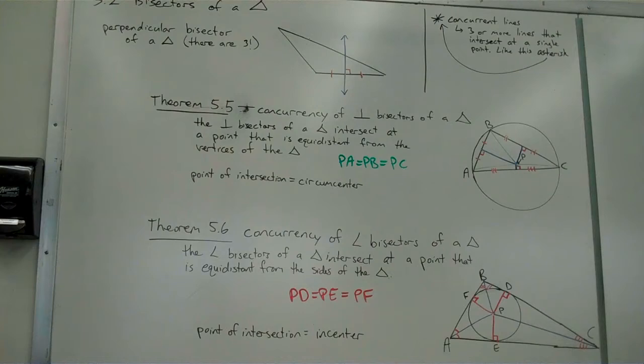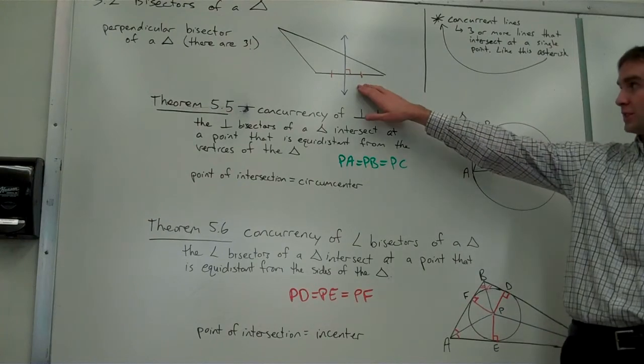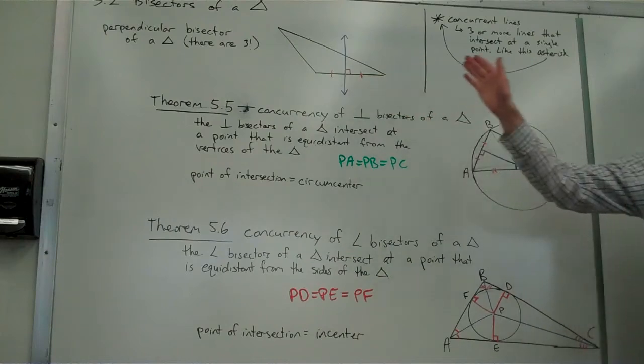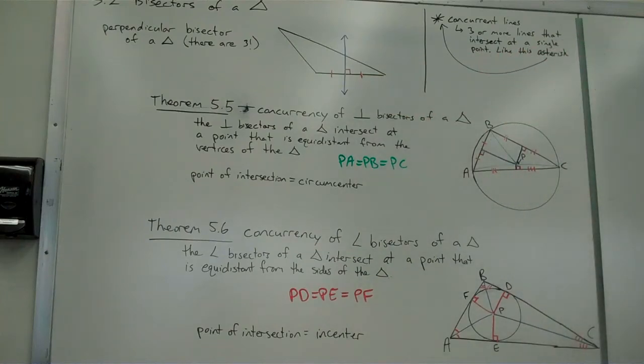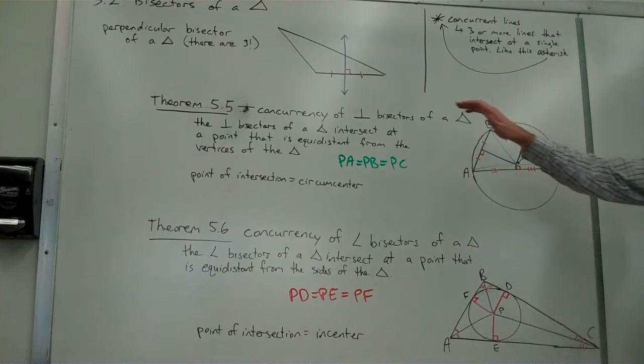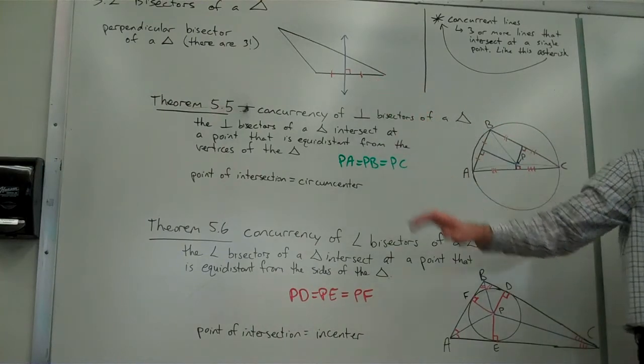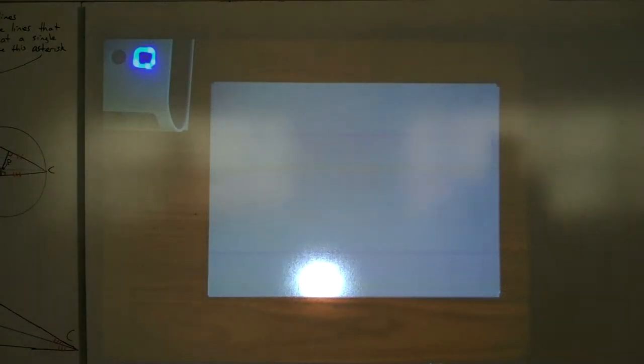Perpendicular and angle. Good, perpendicular and angle. Okay. Perpendicular bisector, you know exactly what that is, right? Perpendicular to the side, it goes right through the midpoint of the side. And we'll talk about constructing those with a compass in a second. And you can have three of those, correct? Because there's three sides.